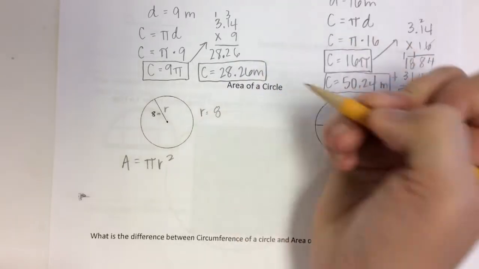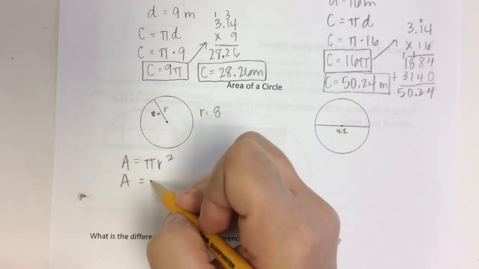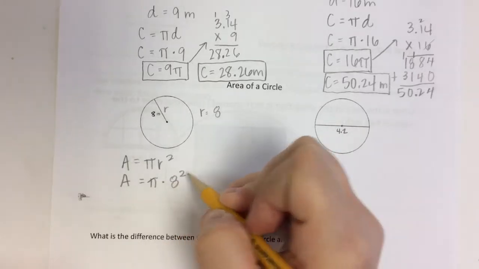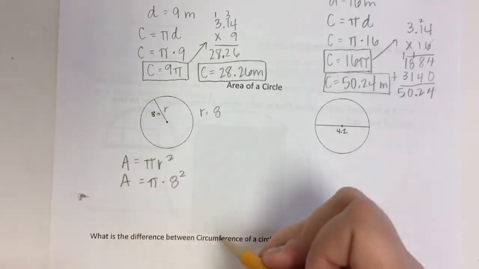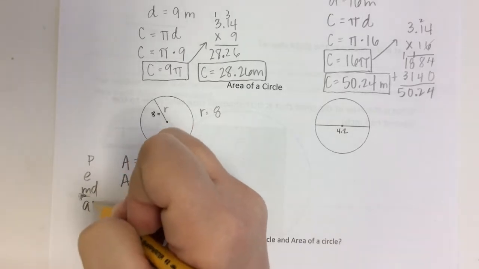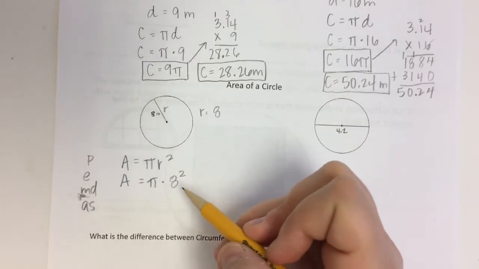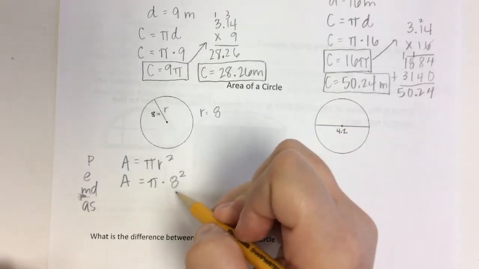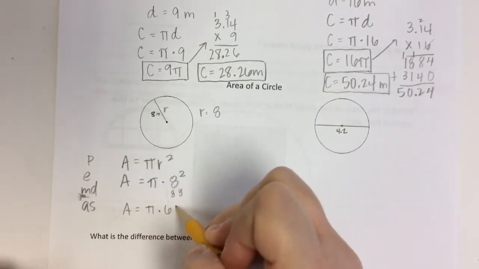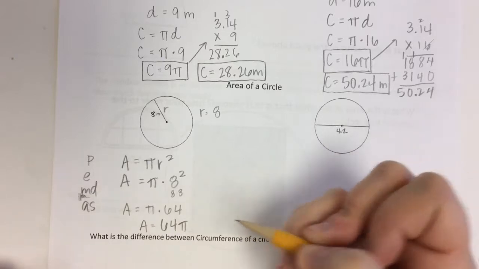So if my radius is 8, I'm ready to just plug it right in here. And so my formula looks like this. A equals pi times, my radius was 8, and then the exponent squared belongs to the 8. And we're going to follow PEMDAS. Okay, no parentheses, but we are going to have to do these exponents first. So we want to multiply 8 by itself. So 8 times 8 is 64. And so A is equal to pi times 64. At this point, you could leave it in terms of pi. So A equals 64 pi.